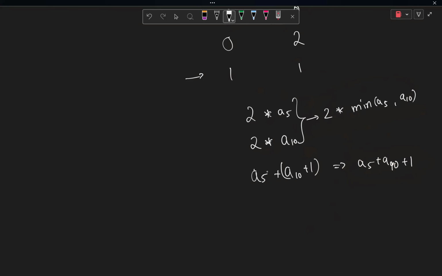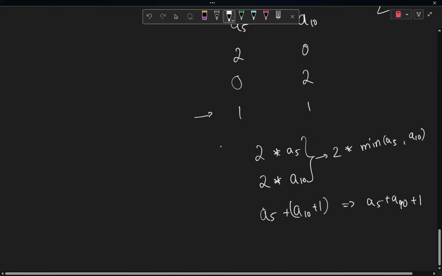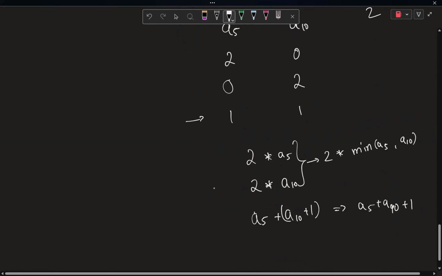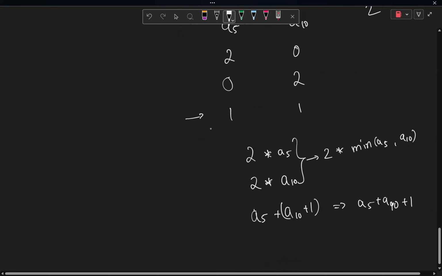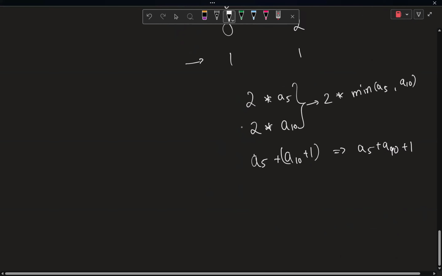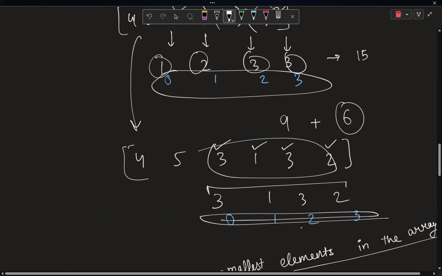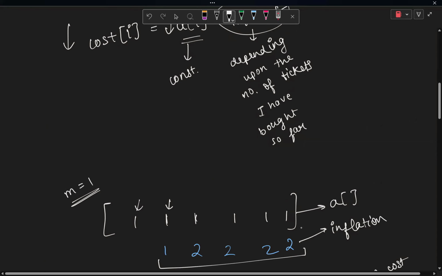So can I just say it would always be better for me to buy as many tickets as possible on the same day, because in that case I would save some inflation cost on these tickets which I'm buying on the exact same day, right? It is looking to be intuitive. So as of now, we have not really developed any approach. We have only talked about some intuitions which we have got so far.